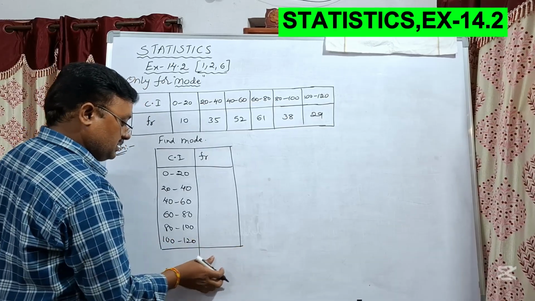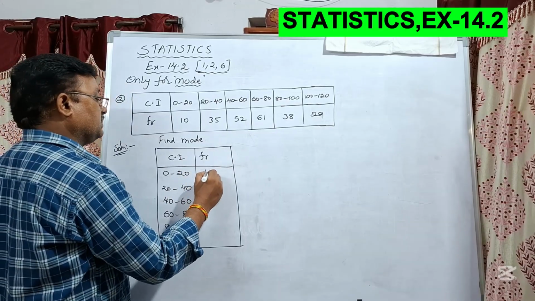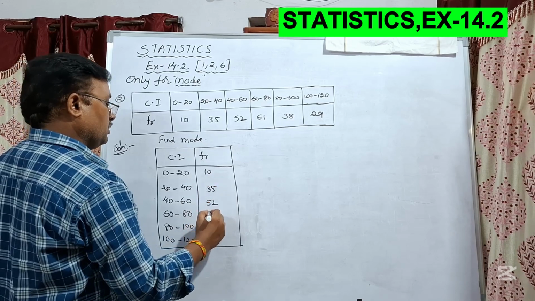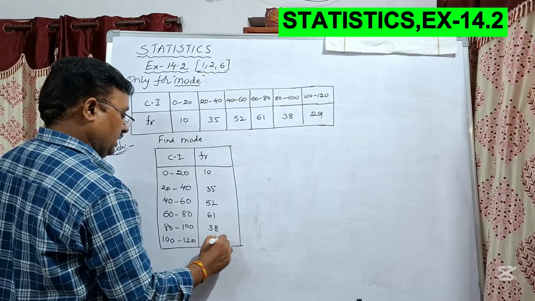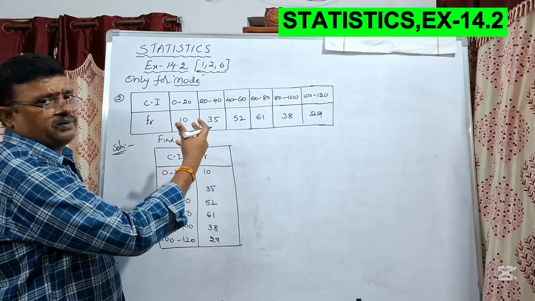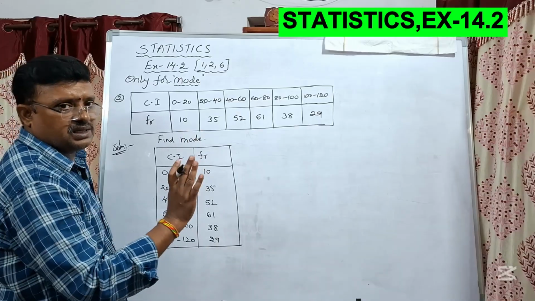So this is the class interval column, and the frequencies are given as 10, 35, 52, 61, 38, 29. That's it. This is the given table. Any type of class intervals with any frequencies they can give. These are all just sample models.